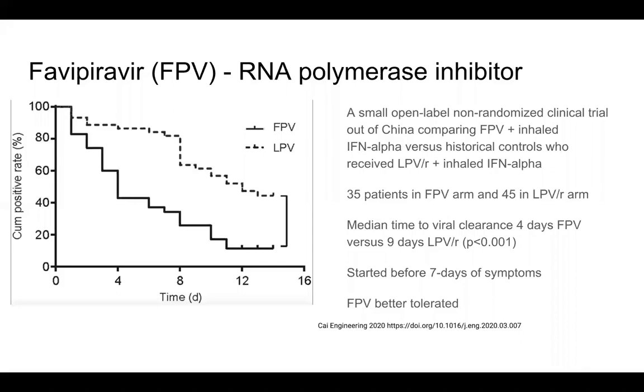They found that the mean time to viral clearance was 4 days in the favipiravir arm and 9 days in the lopinavir-ritonavir arm. This was statistically significant, and you can see the separation in the chart on the left. Of note, the treatments were started in all patients who had symptoms for 7 days or less.